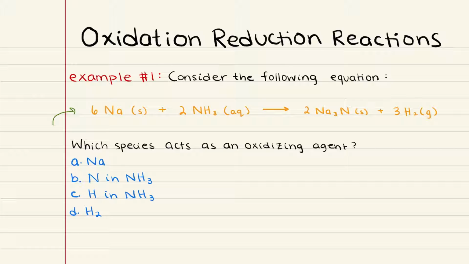Rule number 3, hydrogen generally has an oxidation state of +1, except when it's bonded to metals in binary compounds. There, the oxidation state for that hydrogen is -1. Rule number 4 is that oxygen generally has an oxidation state of -2, except in peroxides where it is -1 or in compounds with fluorine. Rule number 5 is that the sum of oxidation states in a neutral compound must be 0, while in a polyatomic ion, it has to equal the ion's charge.